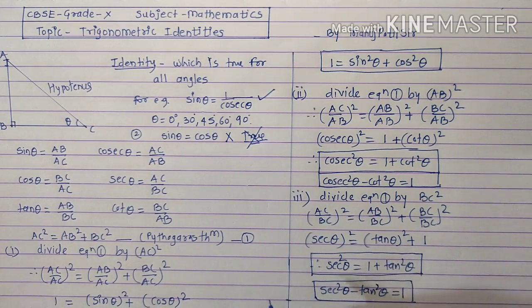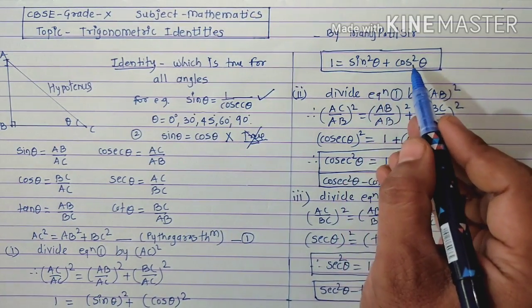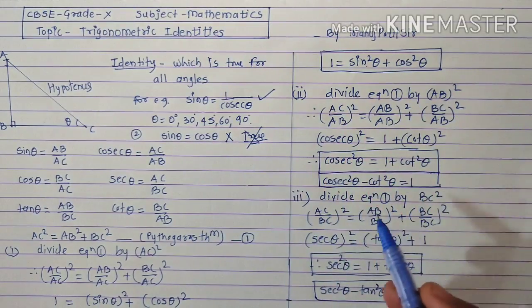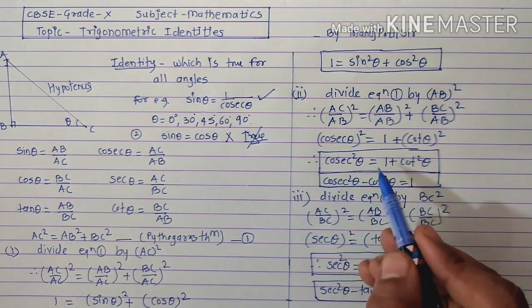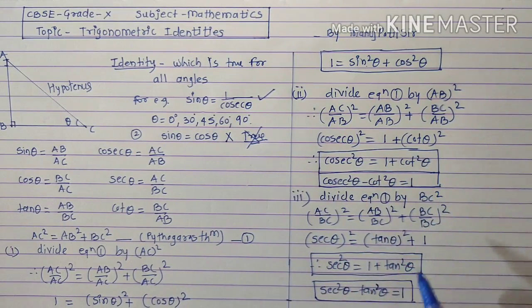So these are the three identities. First identity is sin square theta plus cos square theta is equal to 1. Second, cosec square theta is equal to 1 plus cot square theta. And third, sec square theta is equal to 1 plus tan square theta.